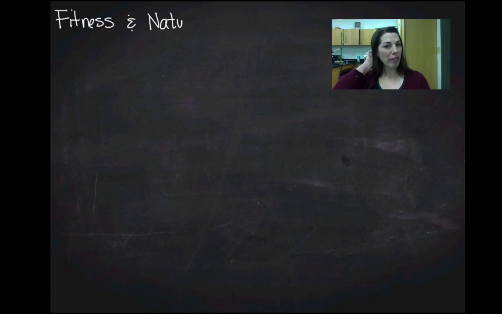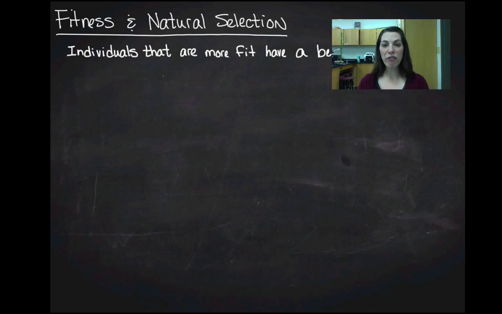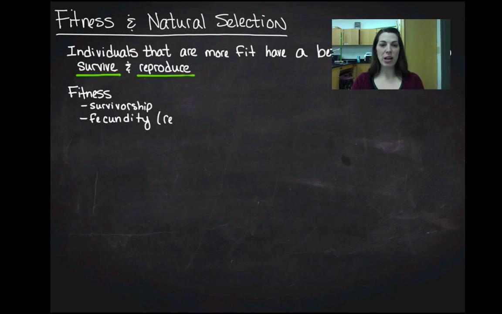So we need to talk about fitness and how fitness relates to natural selection. Fitness, you guys hear all the time, survival of the fittest. And what that actually means is that individuals that are more fit are going to have a better potential to survive and thus reproduce in their ecosystem. Because if you don't survive, then you can't reproduce. And that's what we really mean by fitness. The fitness of an organism is its ability to survive and reproduce in its ecosystem. So fitness is survivorship, and it is also fecundity, which is just a measure of its reproductive success.